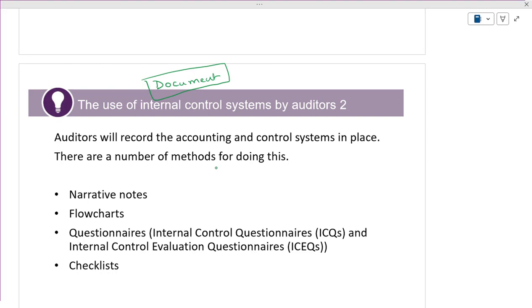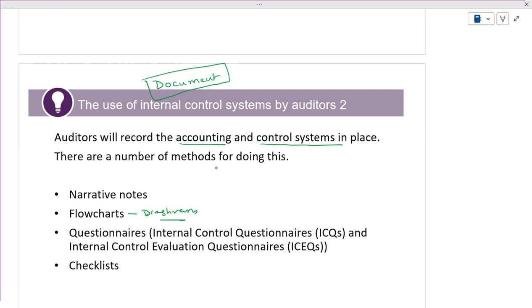In every chapter first there will be a diagram. There is a flow. That is called a flow chart. There are a number of methods. The auditors will record the accounting and control systems in place. Everyone will have their own style. Each method has advantages and disadvantages.